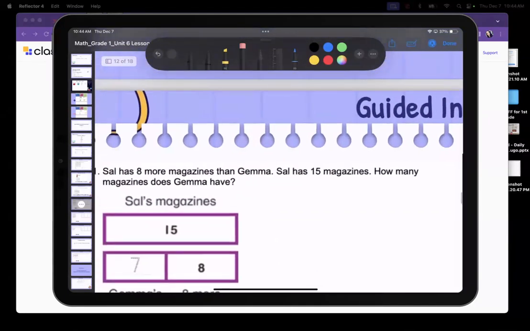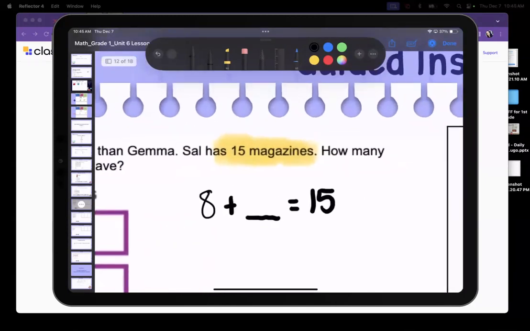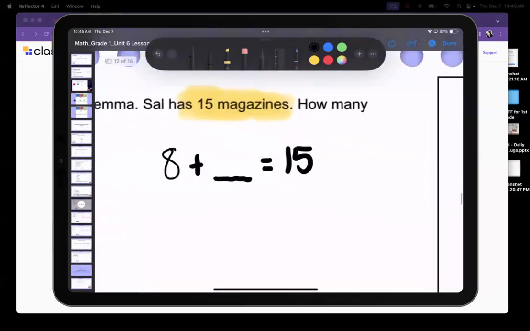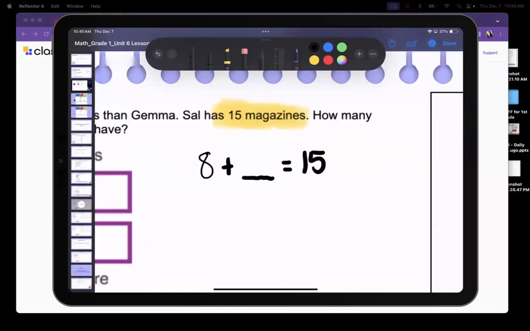So Sal has 8 more magazines than Gemma. So we know that 8 is an important number. Sal has 15 magazines altogether. So we know 8 and 15, but we don't know how many magazines Gemma has. So 8 plus what equals 15? 7. You think it's 7? Let's see what other people think. Let's see if they can do the work.